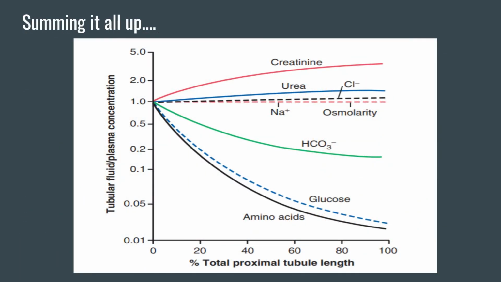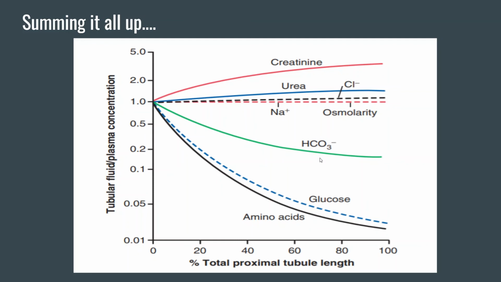So here in this slide, I have put the concentrations of certain solutes along the length of the PCT. And to sum it all up, we can see that the concentration of waste products such as creatinine and urea, which are the waste products of metabolism, actually increase because they are secreted into the tubular lumen. But the concentration of sodium chloride actually remains the same. Why is that? It is because they are reabsorbed isosmotically. Water also follows with them.